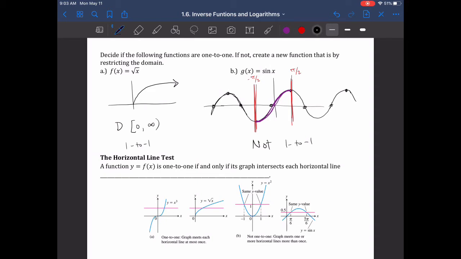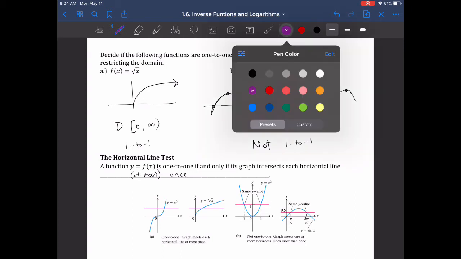All right, so how can we check this? Well, we can do the horizontal line test. A function y equals f of x is 1 to 1 if and only if its graph intersects each horizontal line at most once. So if we look here, we can do a horizontal line test.